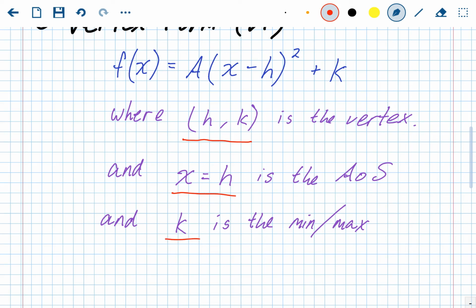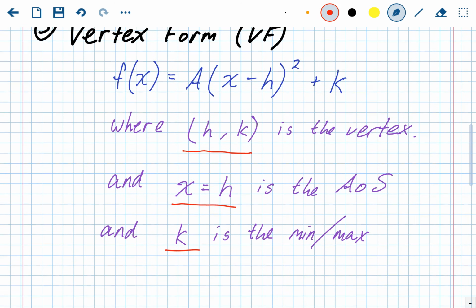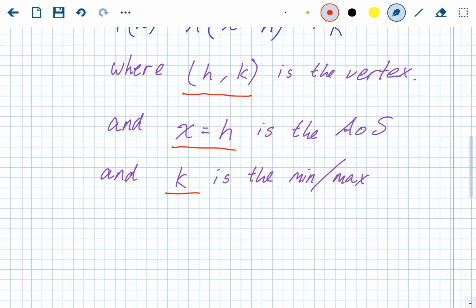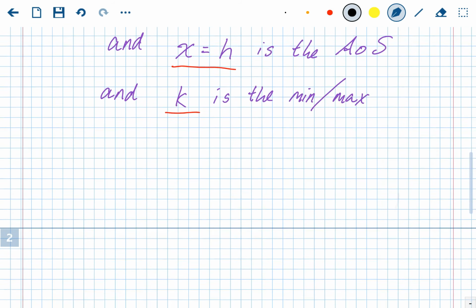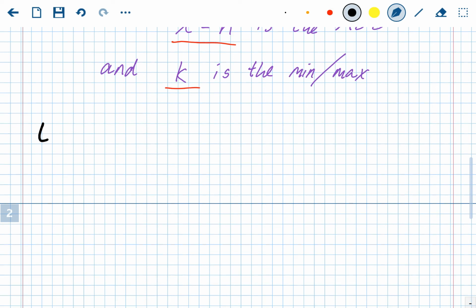All right, and that's pretty much everything that it tells us. Again, you could always find the y-intercept by plugging in 0 for x, but it's not some quick formula like it is in standard form or even in factored form where it's just a times p times q. But again, you could do that for any function. If you want to find the y-intercept, plug in 0 for x. All right, so let's look at some examples then. And hopefully this will all fall into place.